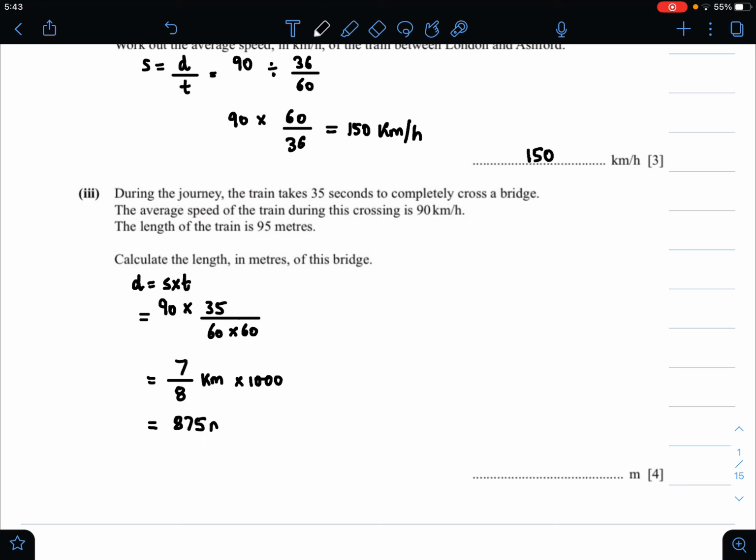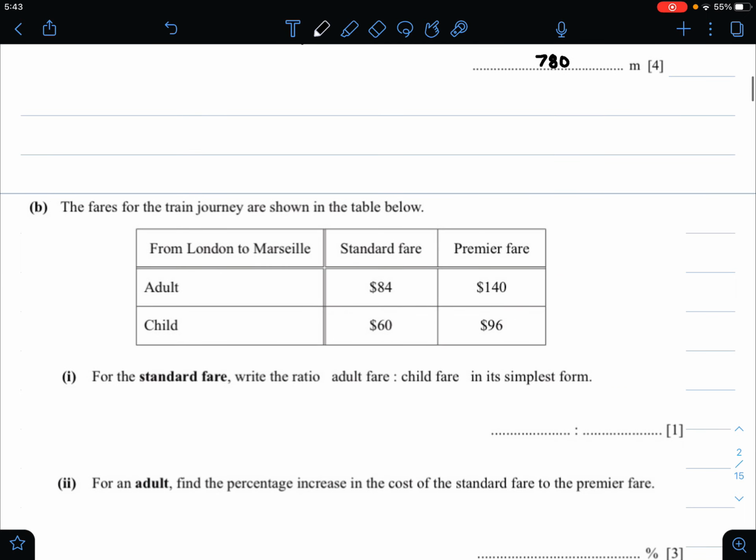Now this distance is the total distance of the bridge and the train, and we need to find only the length of the bridge. So from 875 meters we will subtract 95 meters, because 95 meters is the length of the train. So 875 meters minus 95 meters is equal to 780 meters. Therefore 780 meters will be our final answer for part A3. Now let's move to part B of this question.